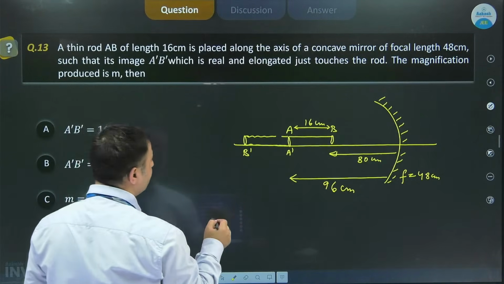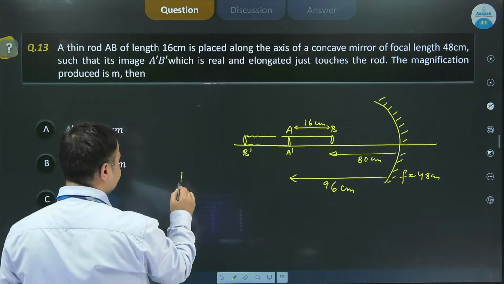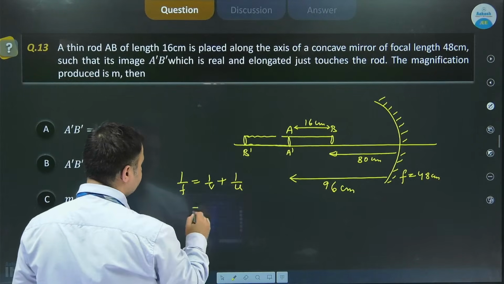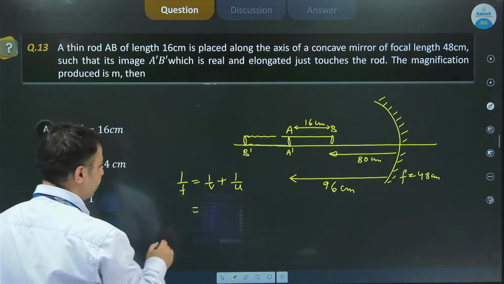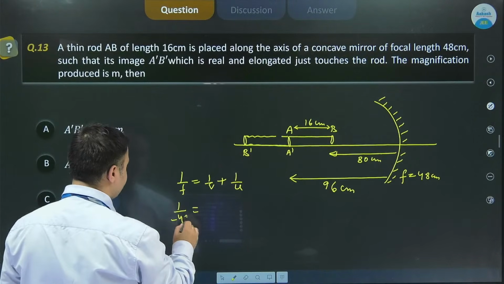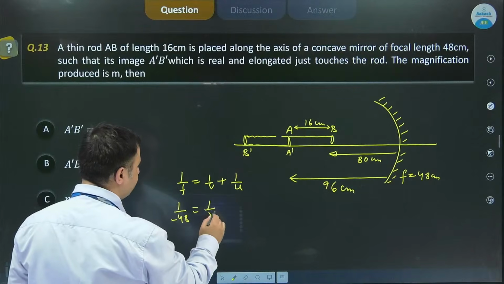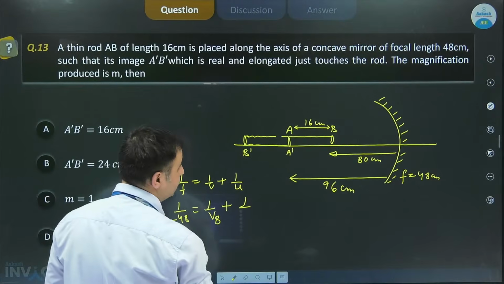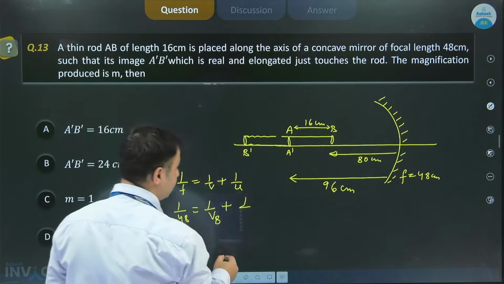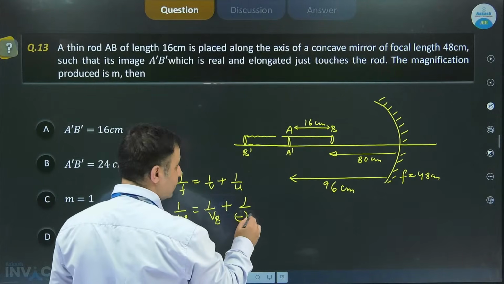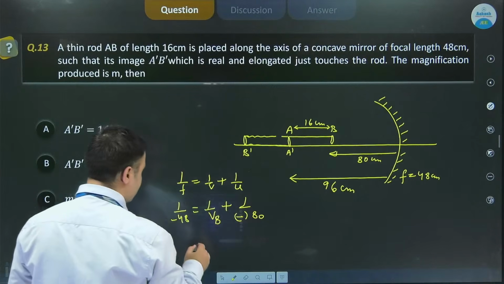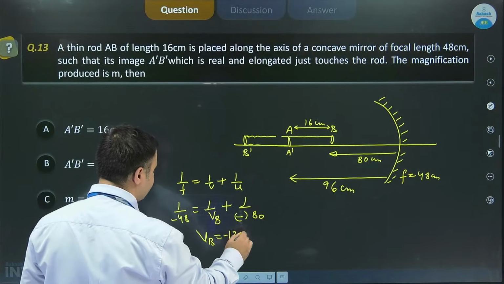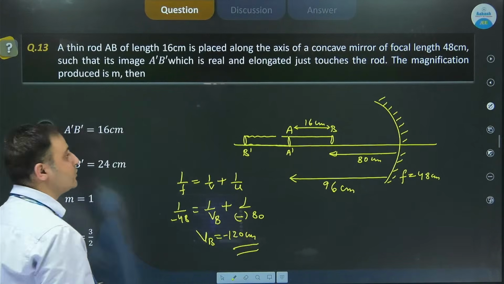So applying the mirror formula here, 1 by f is equal to 1 by v plus 1 by u. So 1 by f is 1 by minus 48, 1 by v, we are solving it for point B, plus 1 by u. The distance of B from the pole is 80 centimeter. With sign convention it is minus 80. So on solving this, vB will come out minus 120 centimeter.